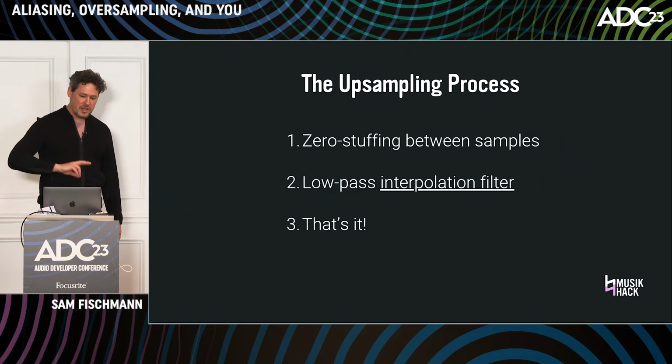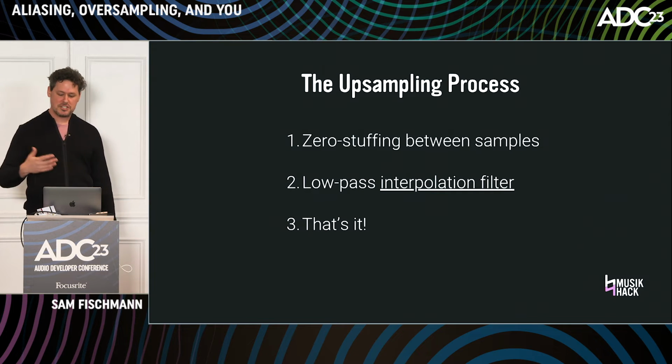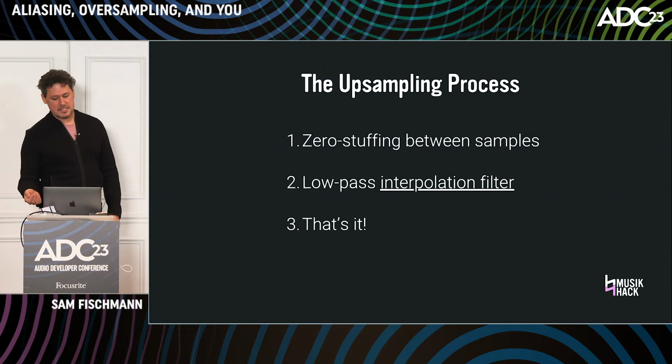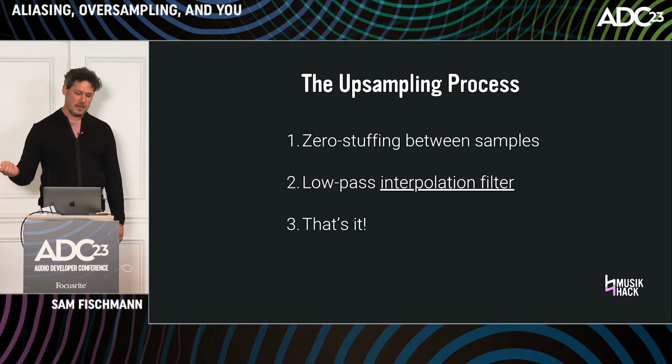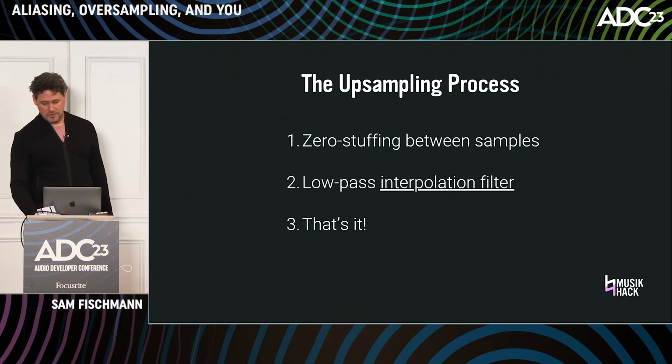But then we do what's called a low-pass interpolation filter. I'm going to get into that in a second. But this is just a very high-quality way, if you're at an integer rate, of interpolating between the samples so that we can then work with them without noise.